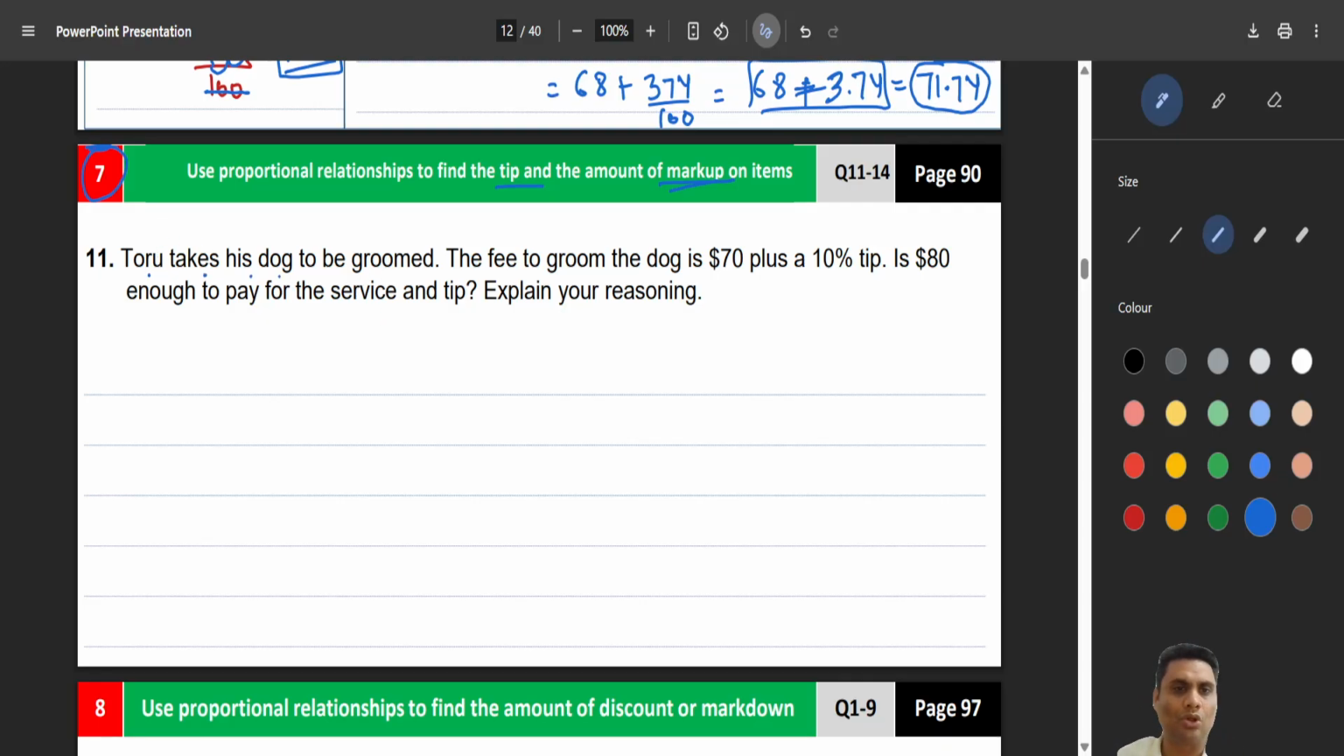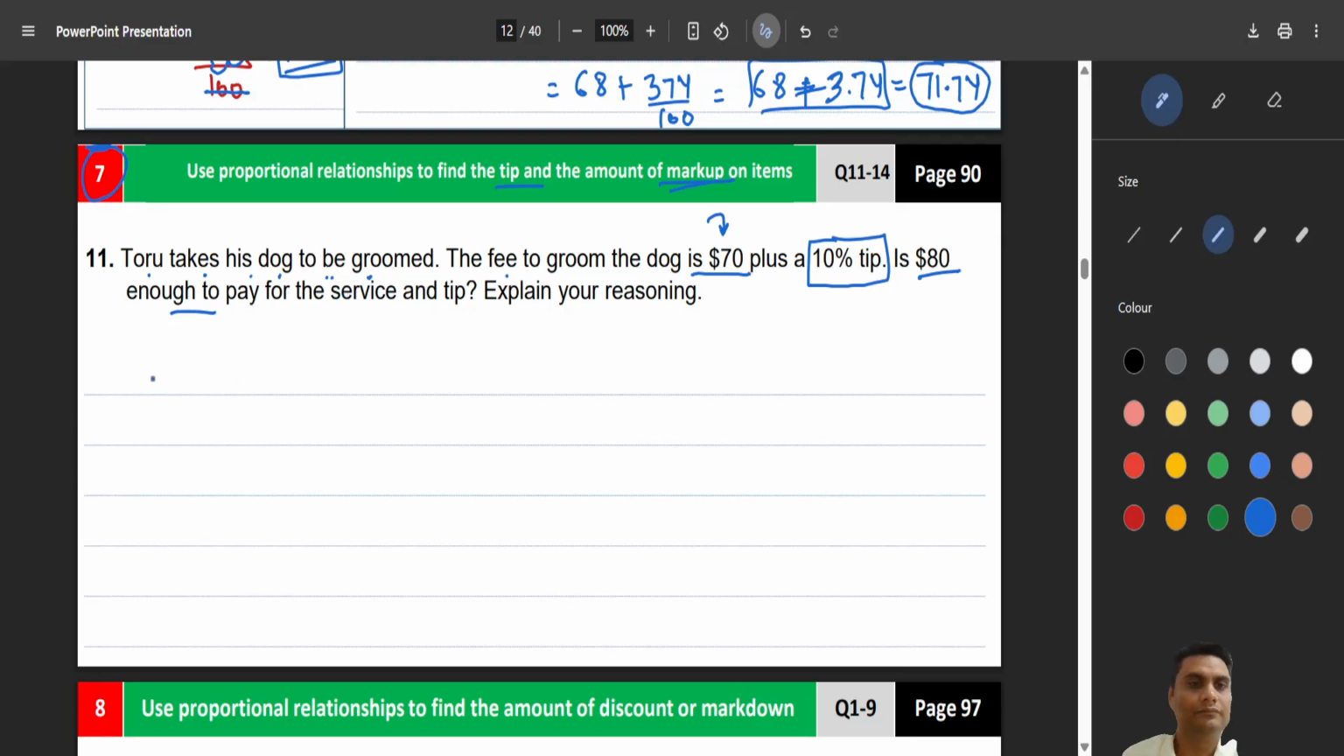Toru takes his dog to be groomed. Okay, the fee to groom the dog is $70. So he went to a shop where they groom, like they will cut the hair and brush the dog. So for grooming his dog, he went to a place where they charge $70 plus a 10% tip for good services, right? Now they're asking, if Toru has $80 in his pocket, is this money enough to pay the bill?